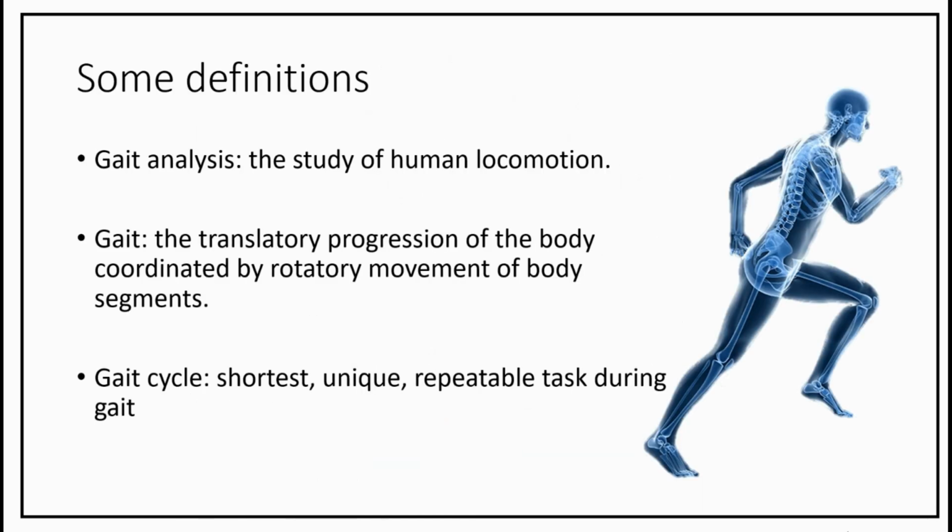Gait analysis is the study of human locomotion. Gait particularly involves the translatory progression of the body produced by coordinated rotatory movement of body segments. During gait analysis, it is necessary to isolate the shortest, unique, repeatable task during gait. This task is called the gait cycle. A single gait cycle can be measured from any gait event to the same subsequent event on the same foot, or better still, a gait cycle is measured from one foot strike to the subsequent foot strike of the same foot.